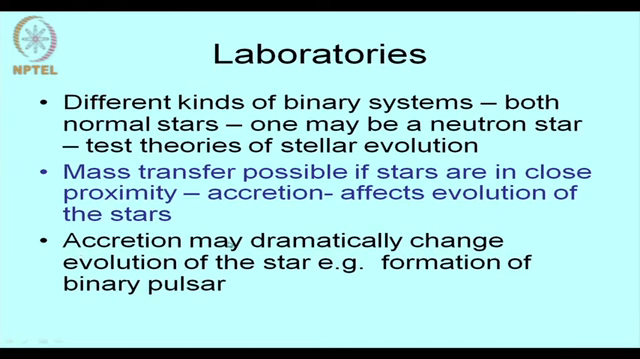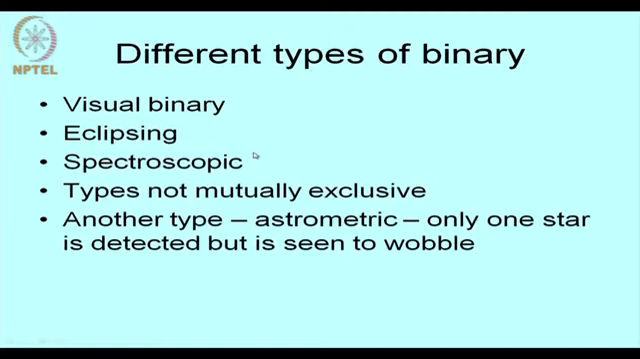And accretion may also dramatically change the nature of the stars. For example, there are binary stars called binary pulsars. Some of these are formed during accretion in binary systems, very fast millisecond binary pulsars. So, a variety of phenomena take place in binary systems, and one can study the interaction between different kinds of stars using binary stellar systems.